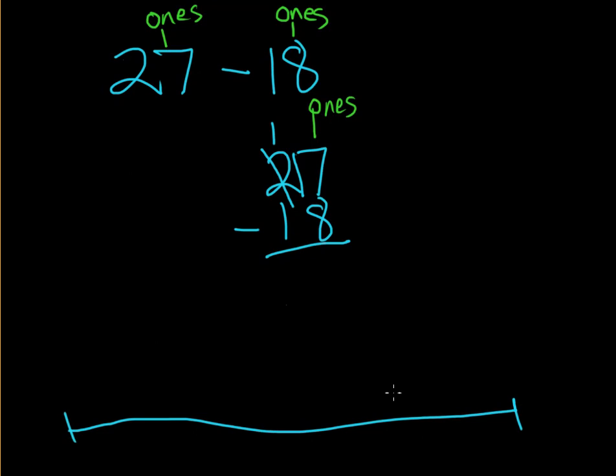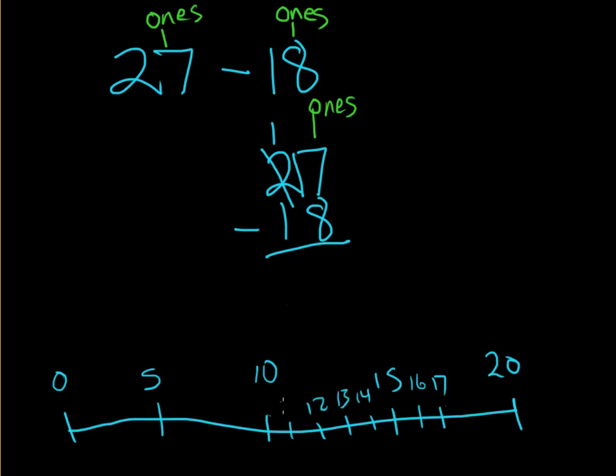17 take away 8 is, well, I tell you what, I always like you guys to use a number line. Let's make this 20, 15, 10, and 5, and 0. So let's put in the numbers that we need, 16, 17. We're going to start at 17, but let's put in the numbers that are missing here. 14, 13, 12, 11. We have 10, and then it goes 9, 8, 7, 6, and that's all we're going to need.